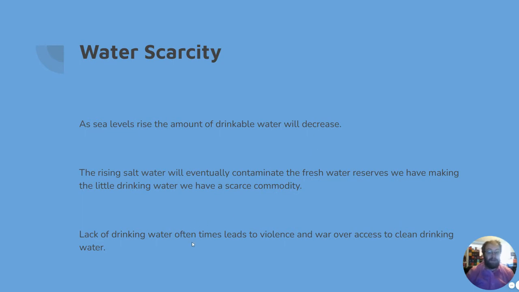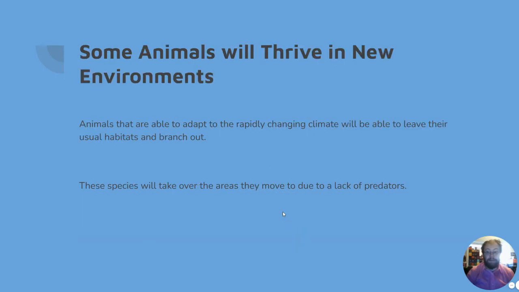Lack of drinking water oftentimes leads to violence and war, which is already happening in continents like Africa and Asia, where people fight over water rights.